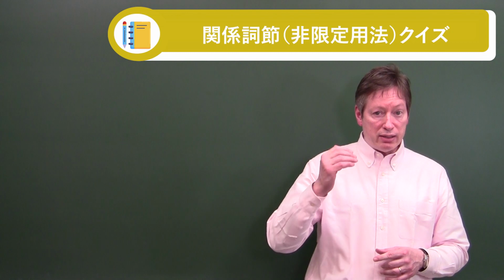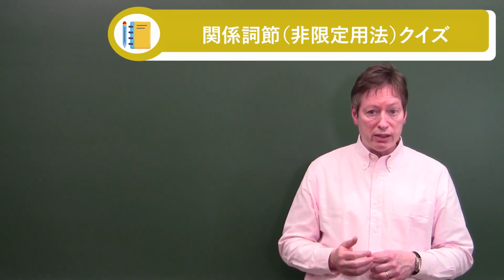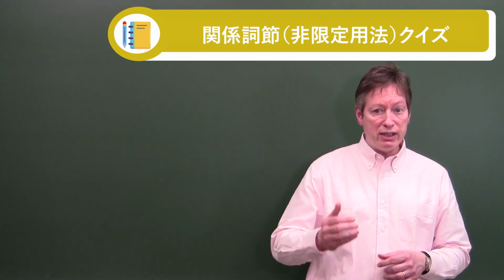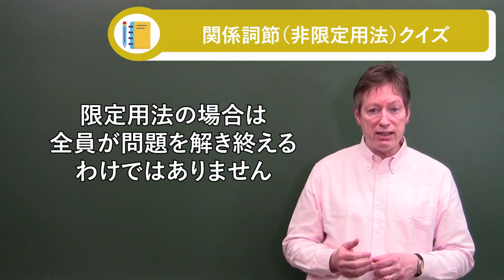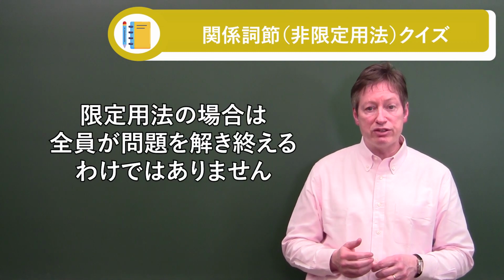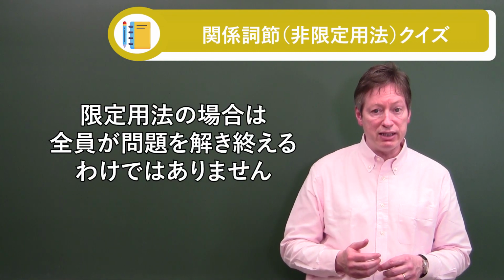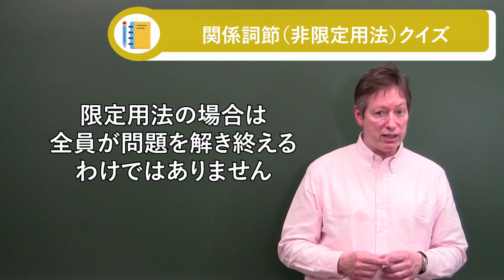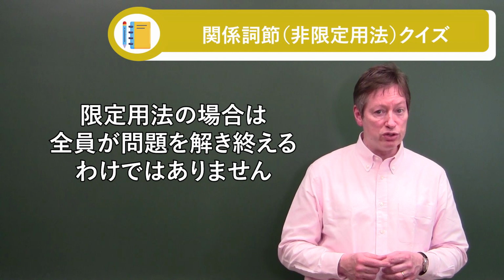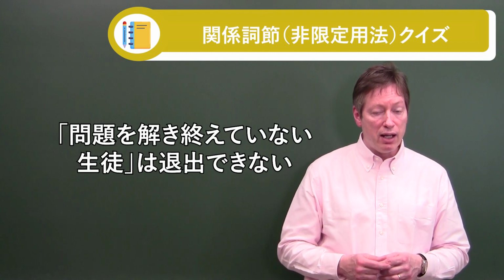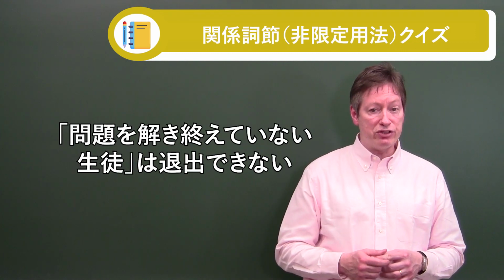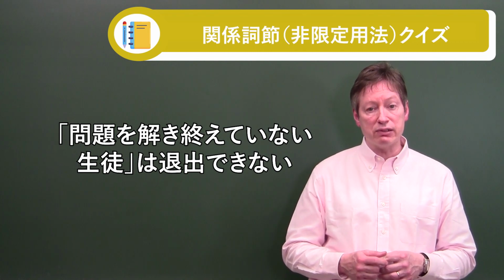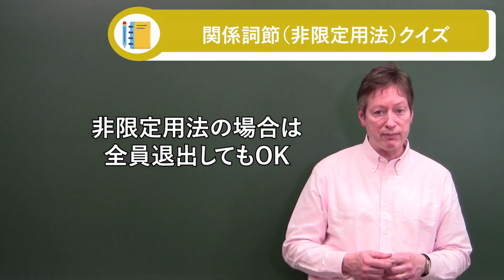That's a question I'd like to ask you, and maybe I can ask you to put it in a comment, or I can just give you the answer right now. So when I say in a defining relative clause, the students who finish their studies can leave early, not all the students finish their studies. Only the students who finish their studies can leave early. But the students who did not finish their studies cannot leave early. That's a defining relative clause.